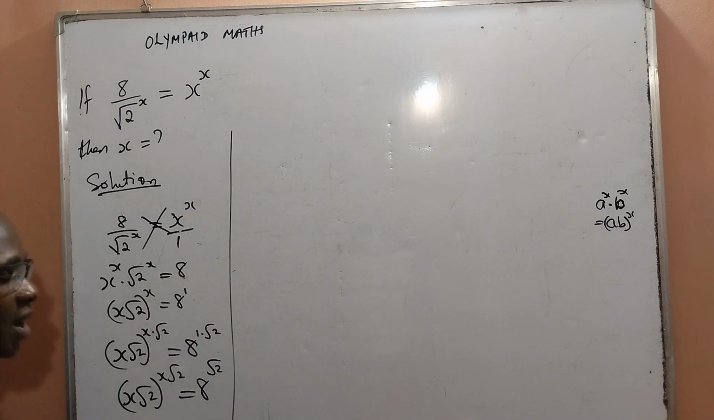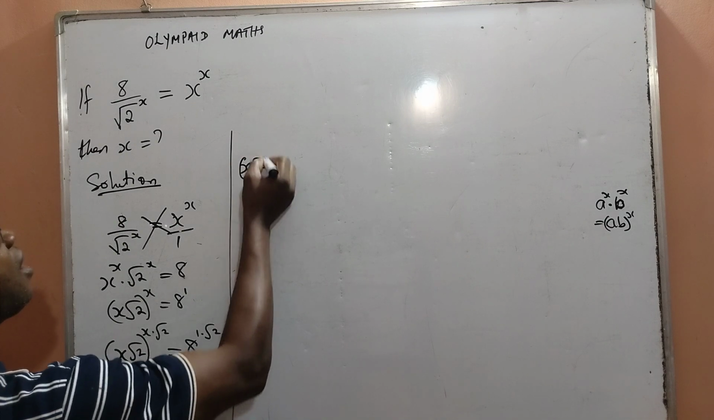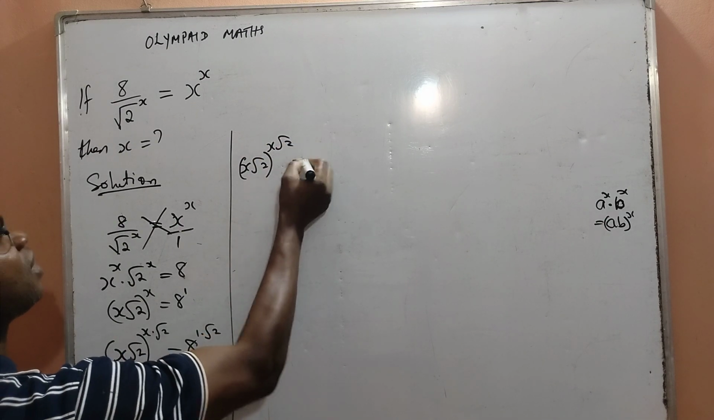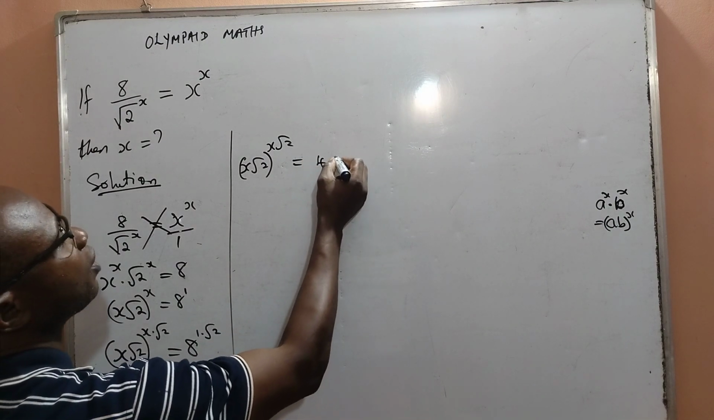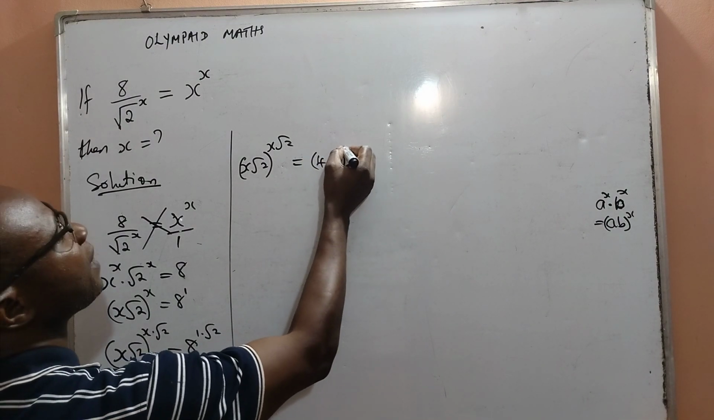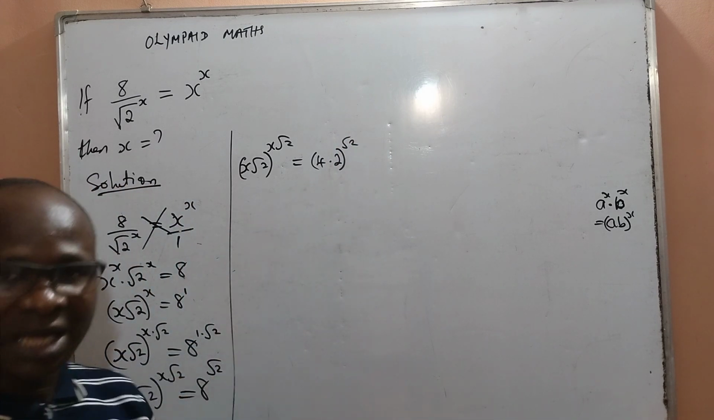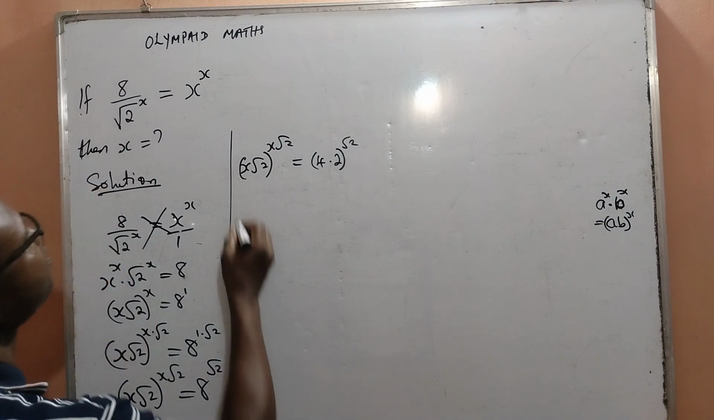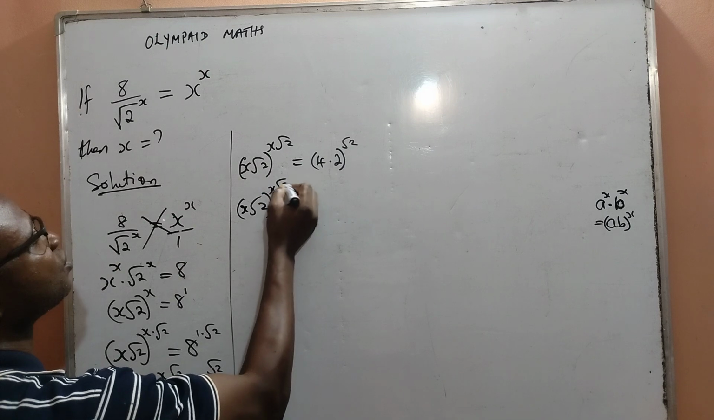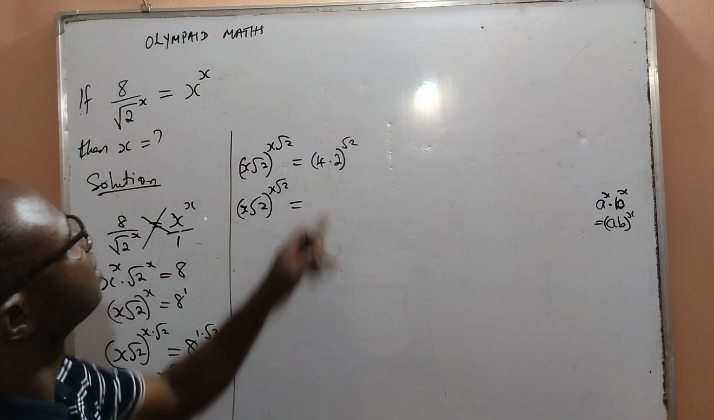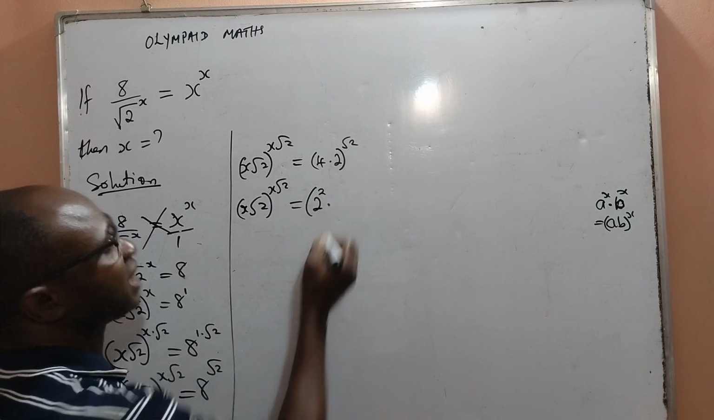Okay. Now, moving forward, I will have x root 2 all raised to the power x root 2 is equal to 8, and 8 can be written as 4 multiplied by 2, then raised to the power root 2. 4 times 2 is 8, so I have written 8 as 4 times 2. This means I will have x raised to the power x root 2 raised to the power x root 2 is equal to, you see, 4 can be written as 2 raised to the power 2, that is 4.